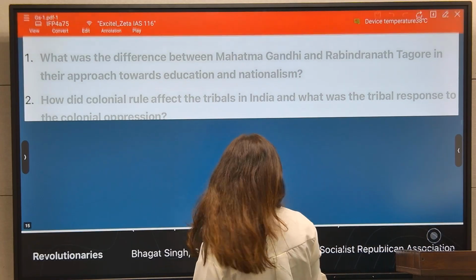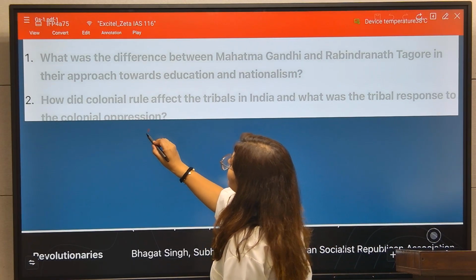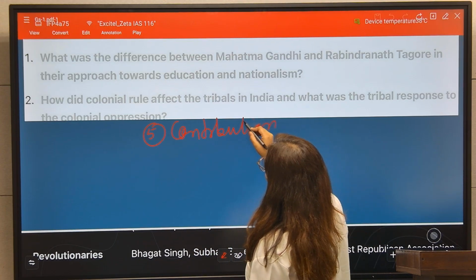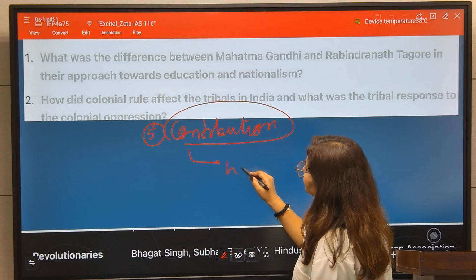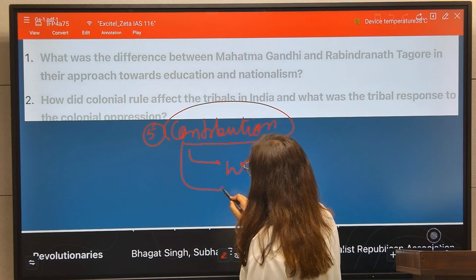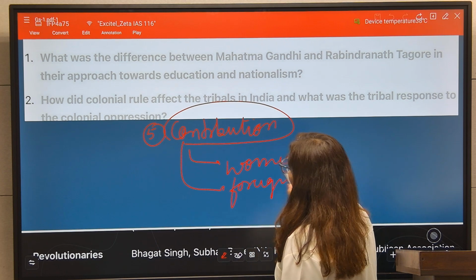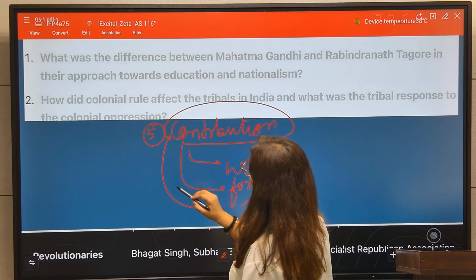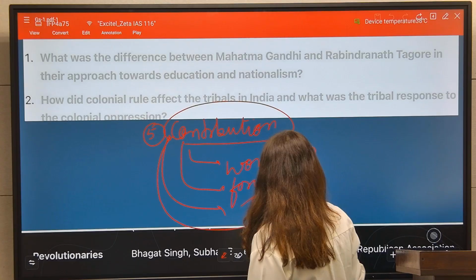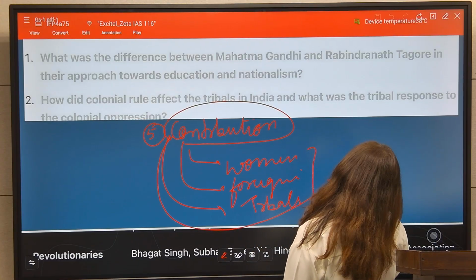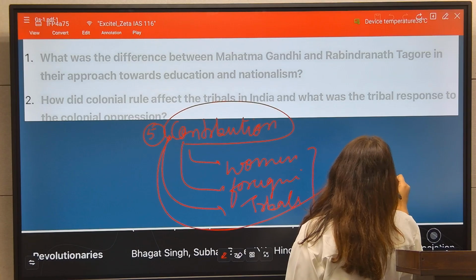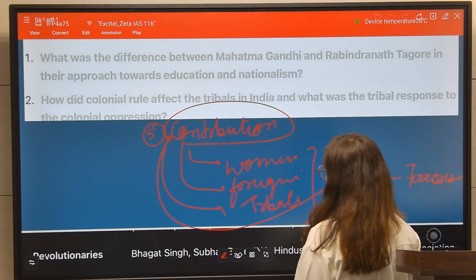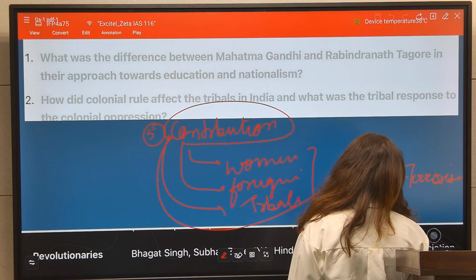Now the fifth one is contribution. So contribution of women in the freedom struggle, contribution of foreigners in the freedom struggle, continuation of contribution of tribals in the freedom struggle, contribution of revolutionary terrorism. So these 5 broader themes you have to prepare.